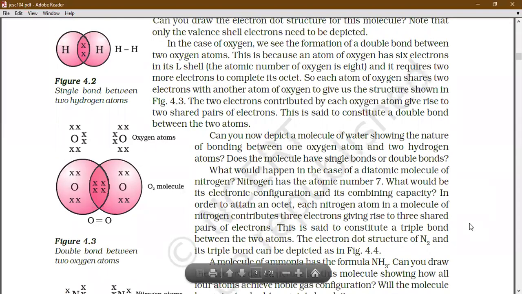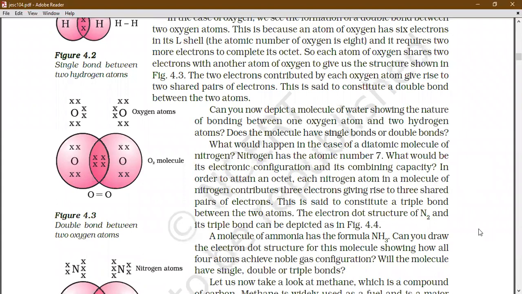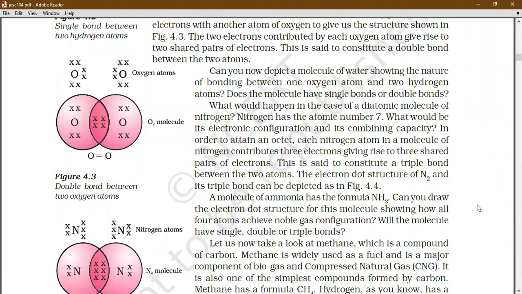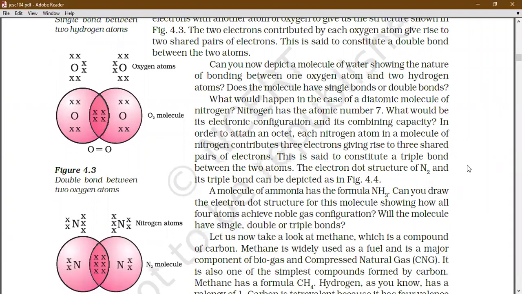Can you now depict a molecule of water showing the nature of bonding between 1 oxygen atom and 2 hydrogen atoms? Does the molecule have single bonds or double bonds? What would happen in the case of a diatomic molecule of nitrogen? Nitrogen has the atomic number 7. What would be its electronic configuration and its combining capacity?